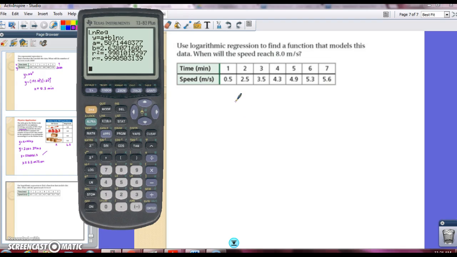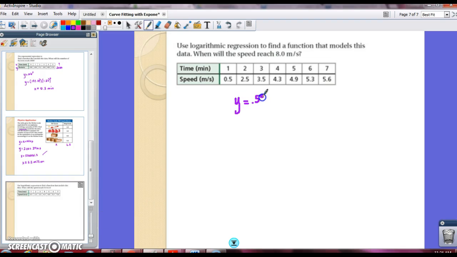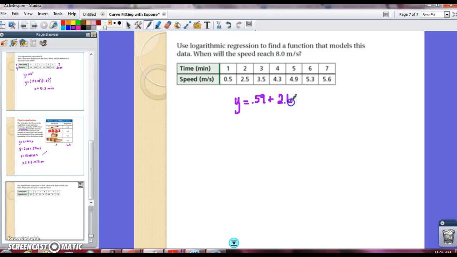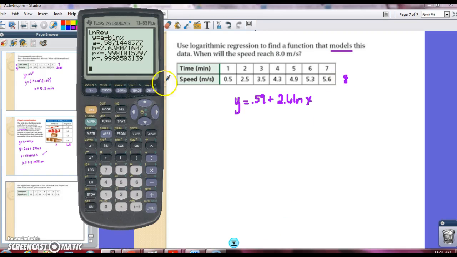Okay, y equals 0.59 plus 2.6 ln of x. That is the model, and now we have to take care of part B. So what is the time when this is equal to 8? Just like we were doing our other problems, I'm going to go to Y equals, and in Y2, let me clear that out, I'm going to put in 8, and then I'm going to press Zoom and do ZoomStat.